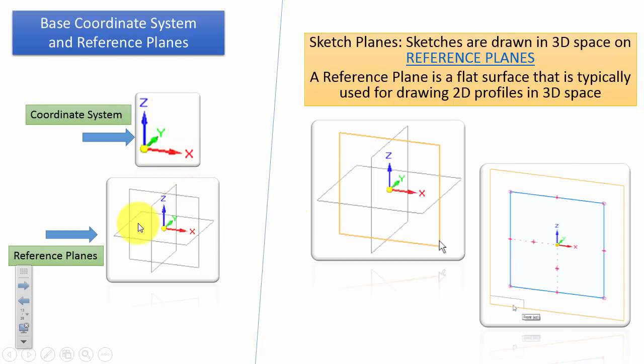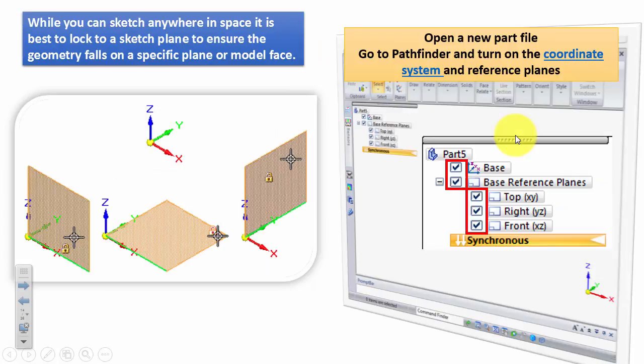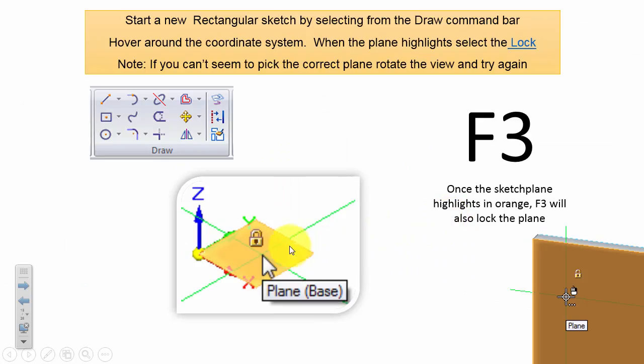We've talked about base coordinate systems, how to turn these on and off, how you can use the XYZ coordinate, or you can turn on the larger reference planes. That's a flat surface used for drawing your sketches. And here's how we turn those on and off. Again, if you want to lock onto a plane, you can click on the lock, or when you're on that face, you can hit F3, and F3 does the same thing as locking you to that plane.